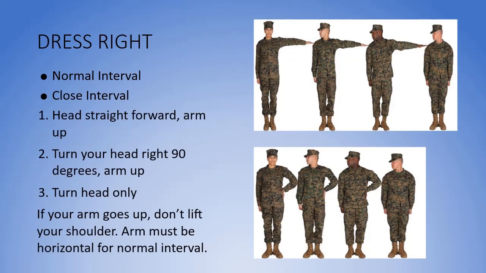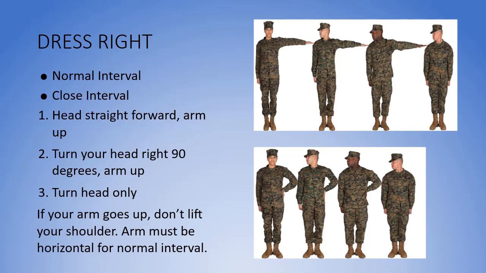For normal interval, the command is dress right, truss. Bring the left arm up horizontal regardless of how tall the individual is to your left. For close interval, the command is at close interval, dress right, truss. The fingers and thumb are extended and joined and point downward with the heel of your hand on the top of your hip. The elbow tends to naturally point at an angle towards the rear. Bring it forward in line with the torso for a more accurate measurement, and do not raise the left shoulder.